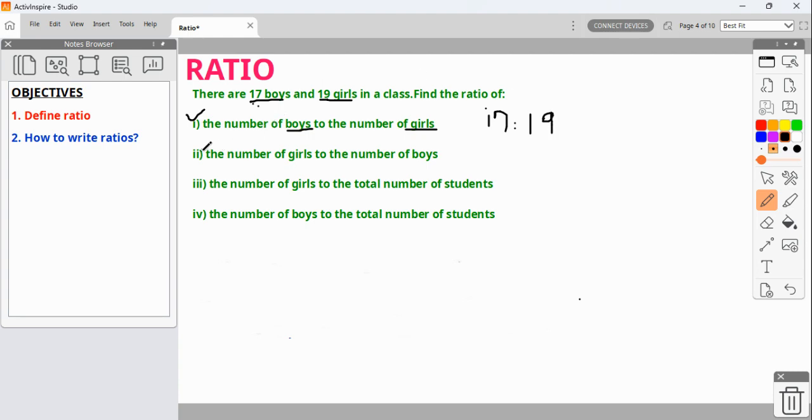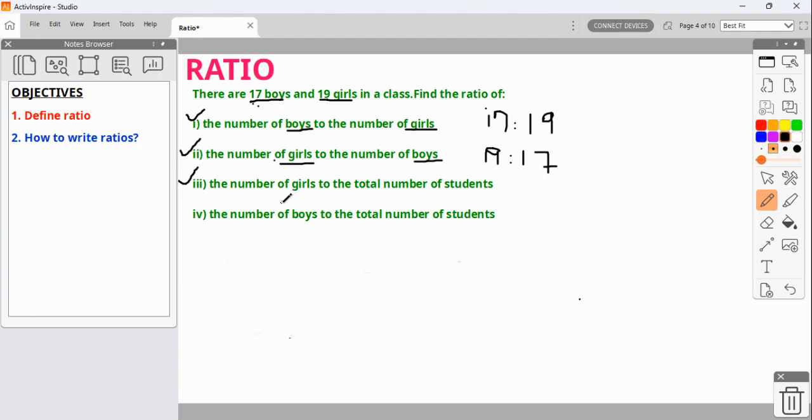Now the second question is, the number of girls to the number of boys. So now in the second question, the first quantity is girls and the second quantity is boys. So first we will write the quantity of girls, that is 19, and then ratio 17. Remember, 17 ratio 19 and 19 ratio 17 are not the same things. Both are different. Let's move to the third part.